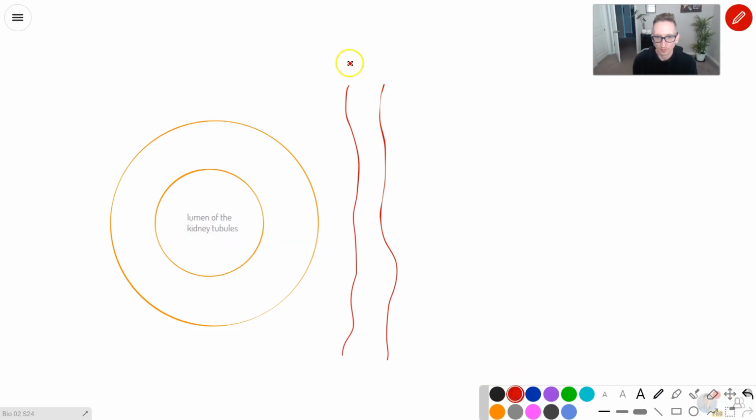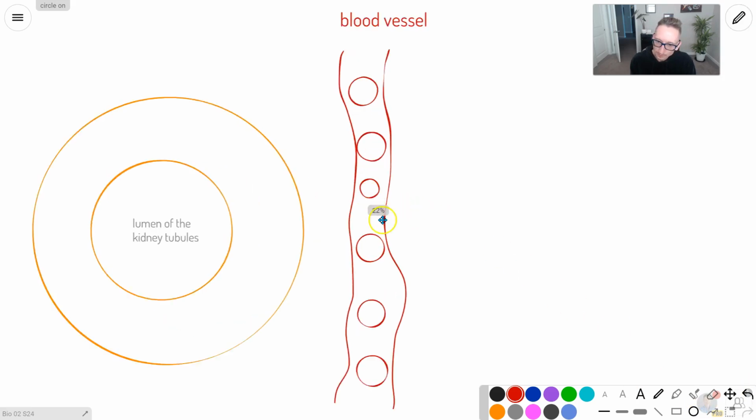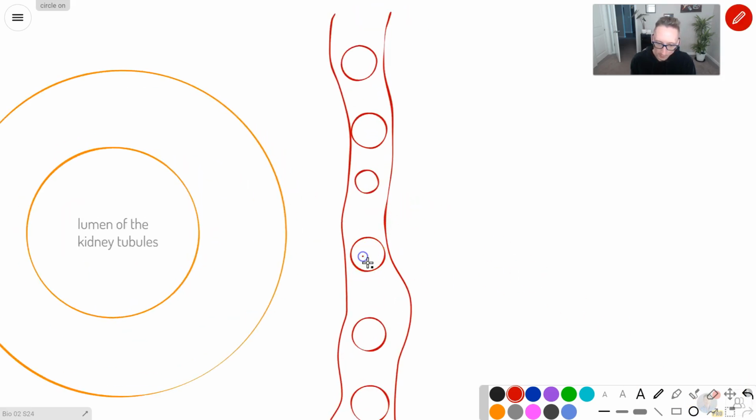Okay, and this is blood vessels. So this is going to have little red blood cells in it, cruising through. This would be a red blood cell. You down with the RBC? I'm down with RBC. Yeah, you know me. Okay? All right.